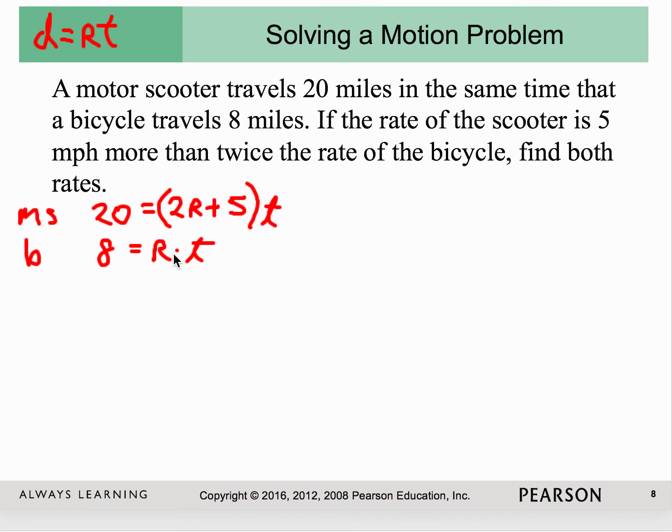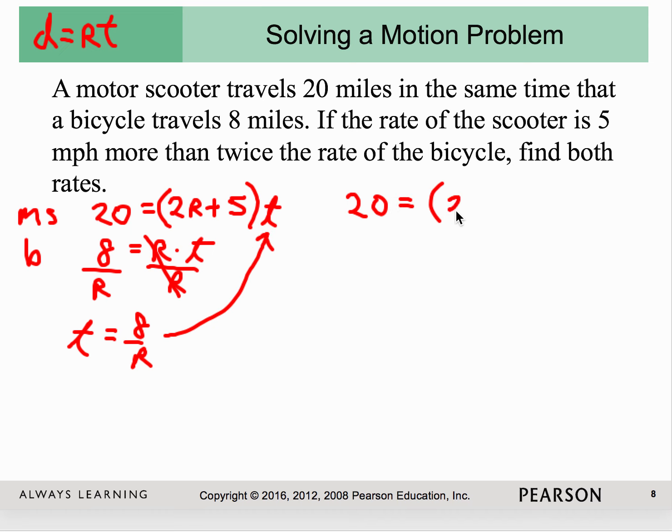Once again, I can't use elimination. I have to use substitution. So let's solve this for T. Divide by R. So notice these problems are identical, just different numbers. And now let's plug in right there. So 20 equals 2r plus 5 times 8 over r. Get rid of the fraction because we have an equal sign. The denominator is r, not inside parentheses.